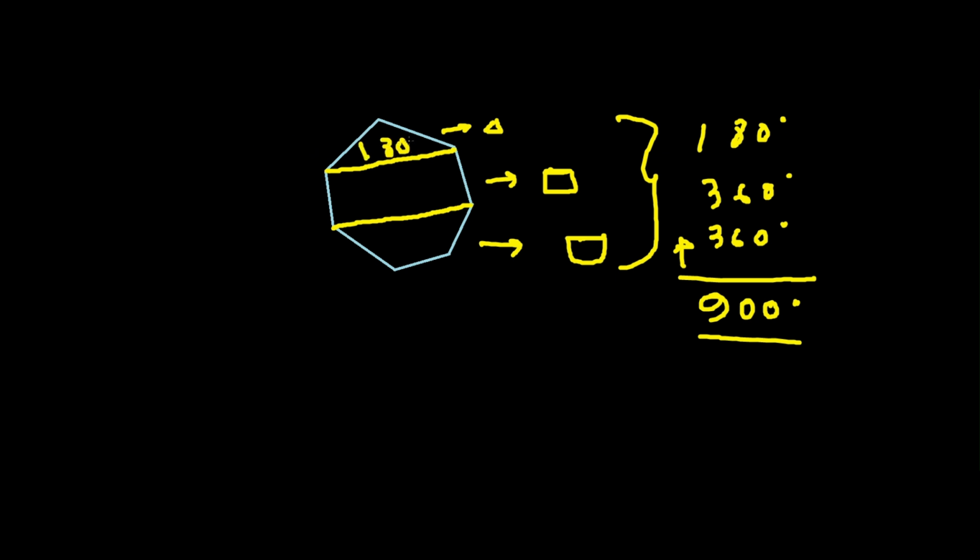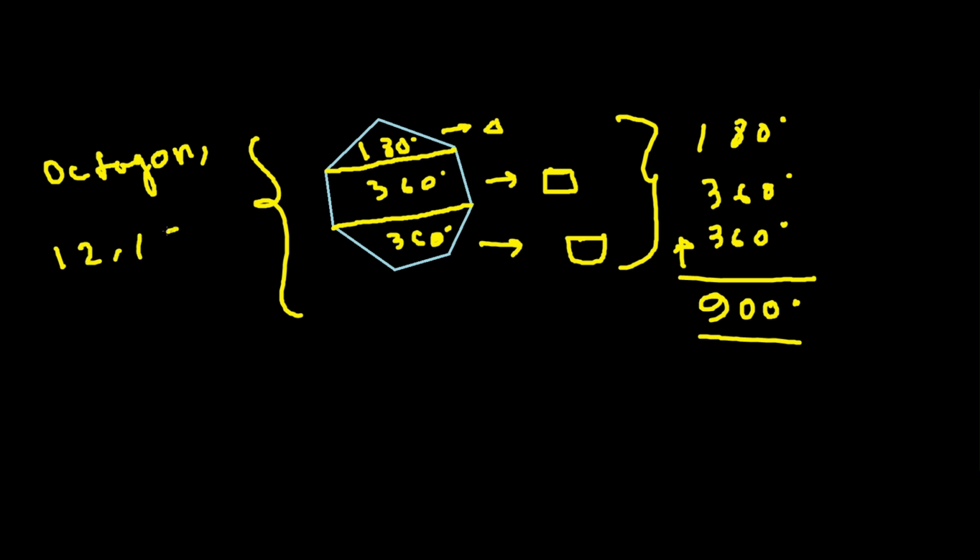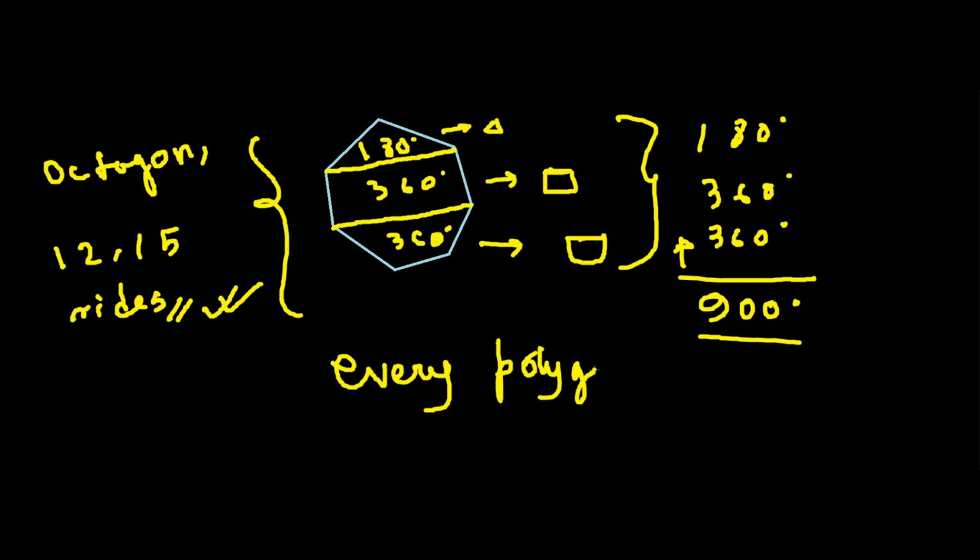So I hope you guys have understood how to find the sum of the internal angles of any polygon. You guys can try at home an octagon and a polygon with 12 and 15 sides. That will be interesting. And for your information, every polygon is having the sum of external angles 360 degree.